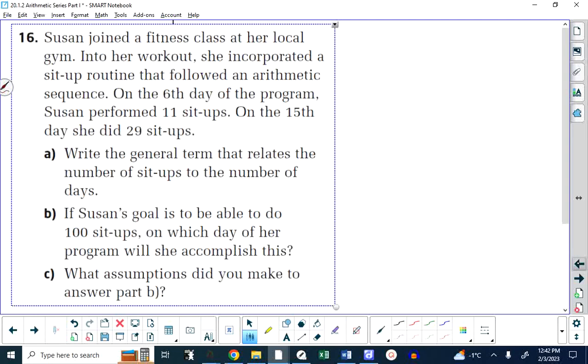And the first thing out of my mouth was going to be, I hate these questions where it says, what assumptions did you make? The assumption you would make here is she's sticking to the pattern. I mean, I don't know what else you would assume. That the gym is still open? I don't know. It's kind of a silly question.